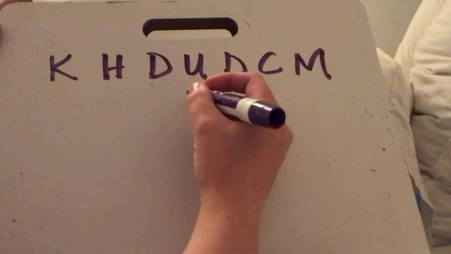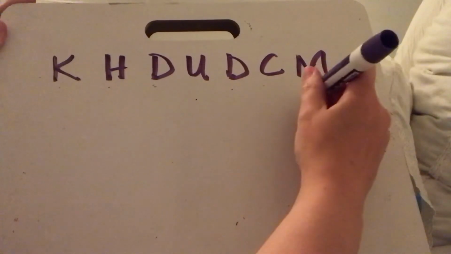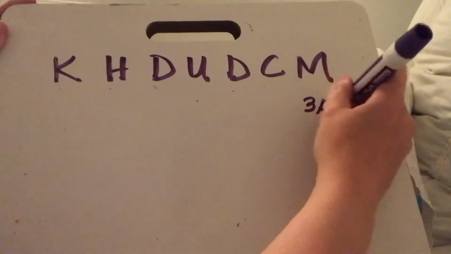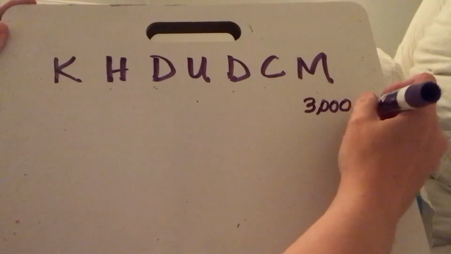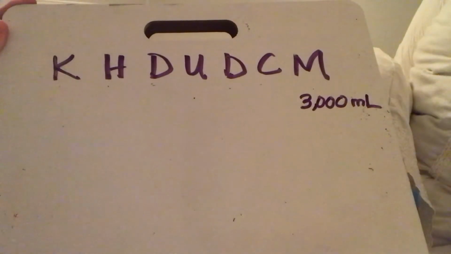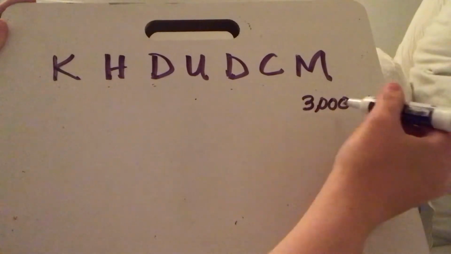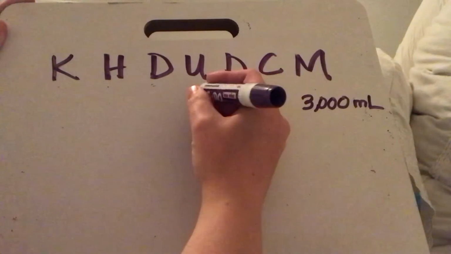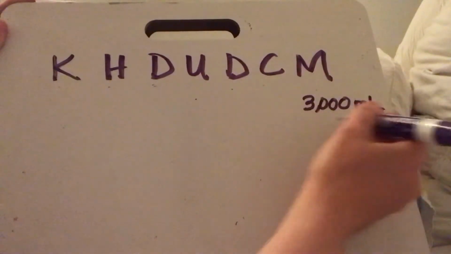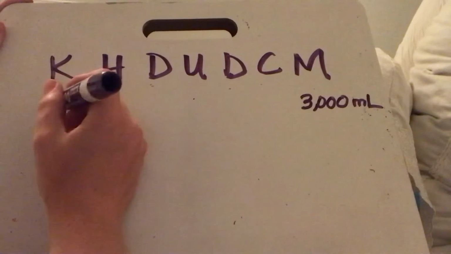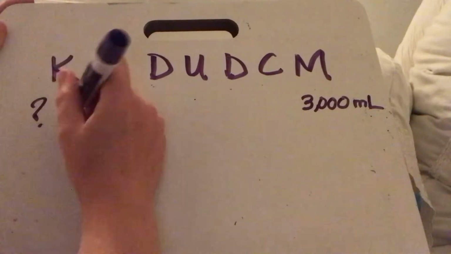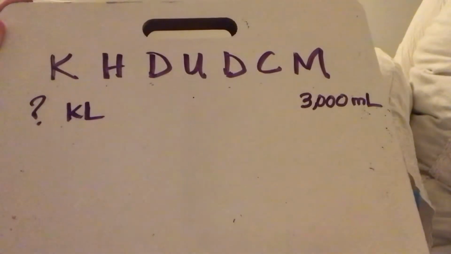So let's say that we have 3,000 milliliters. I'm going to put it under milliliter, and we need to know how many, let's go all the way to kiloliters. We need to know how many kiloliters.